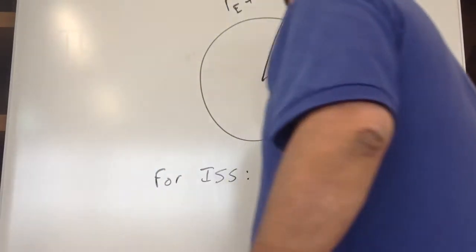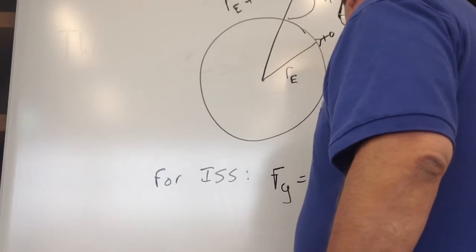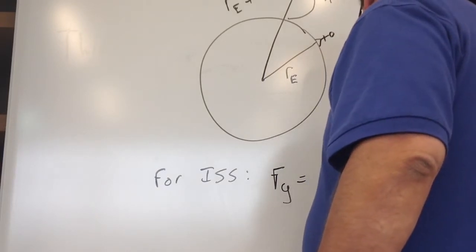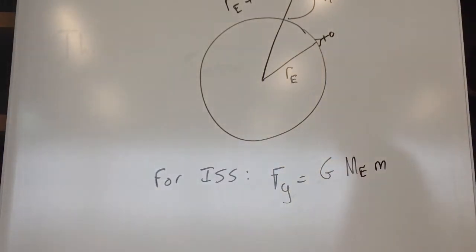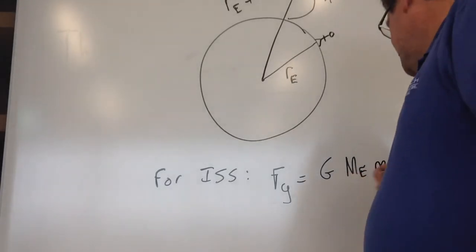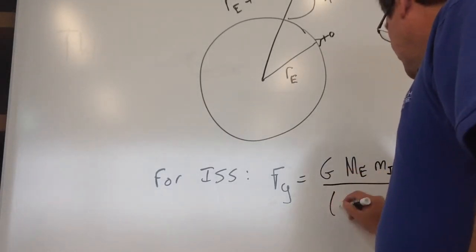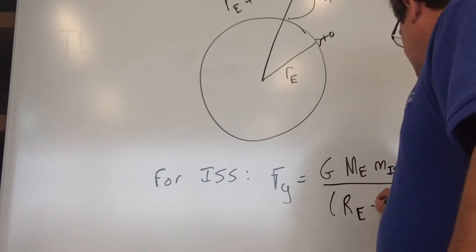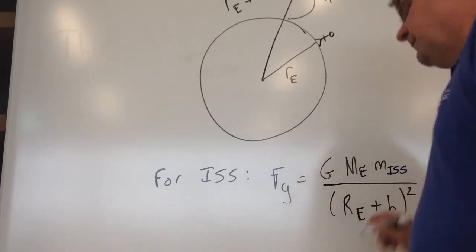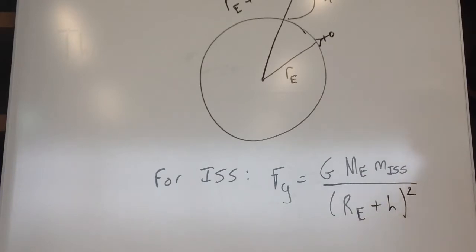Okay. And just to be explicit, for the ISS, the FG is going to be big G, mass of the Earth, mass of whatever it is you're measuring up there, it might be the ISS, divided by RE plus the altitude, squared. And that's a fair game problem.